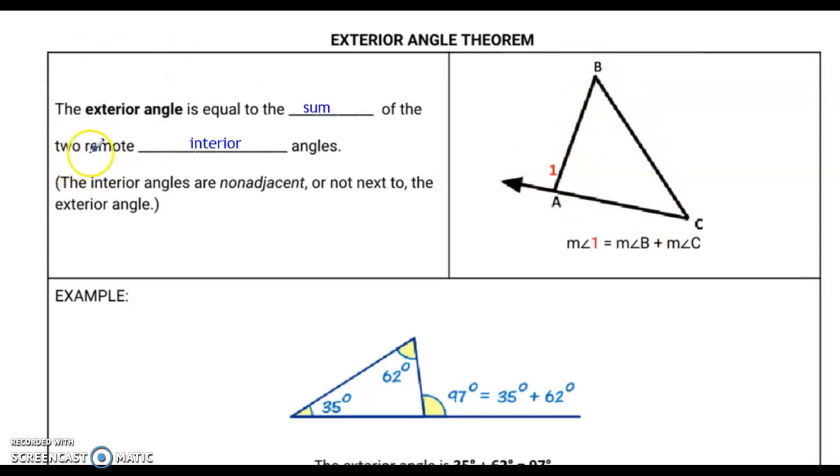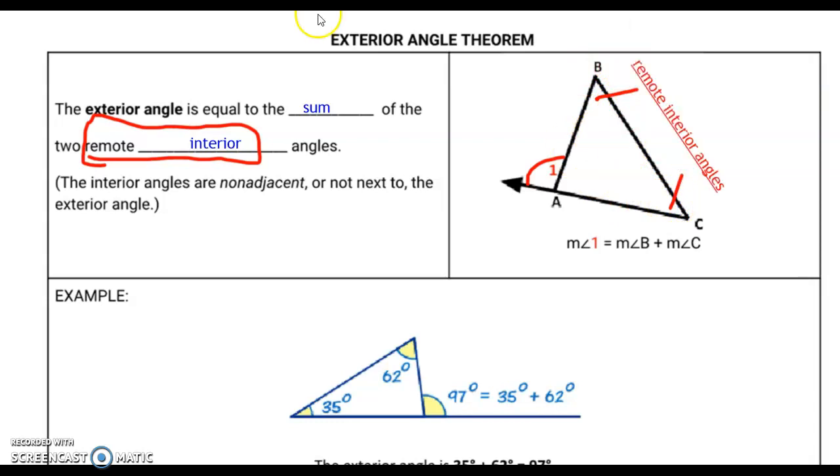A quick note on this term of remote interior angles. When we talk about remote interior angles, they're non-adjacent or they're not next to the exterior angle. So if this is the exterior angle that I'm talking about, I'm not going to be using this angle down here. I'm not going to be using angle BAC. I'm going to be using this angle. This is one of the remote interior angles, and this is one of the remote interior angles.